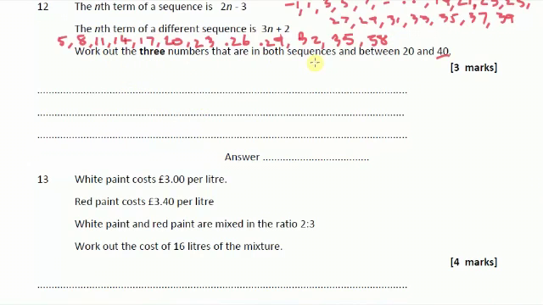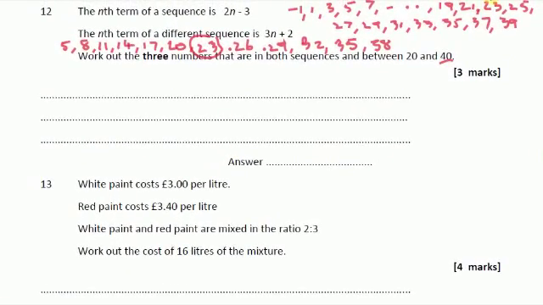So now, work out the 3 numbers that are in both sequences and between 20 and 40. Let's see. First one I can find is 23. It's in both of the sequences. Next one, 29, is in both sequences. And the last one is 35, which is in both of the sequences. So those are my 3 numbers, 23, 29, and 35.